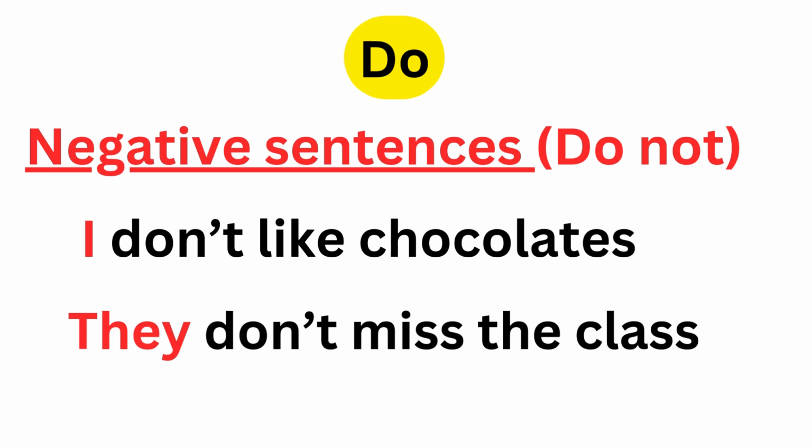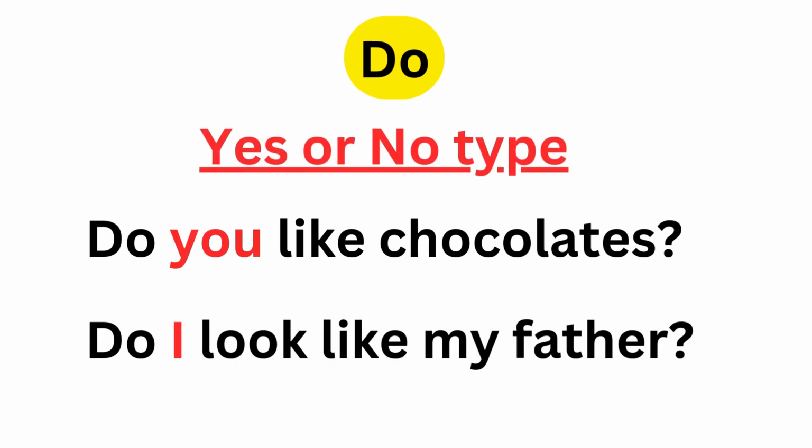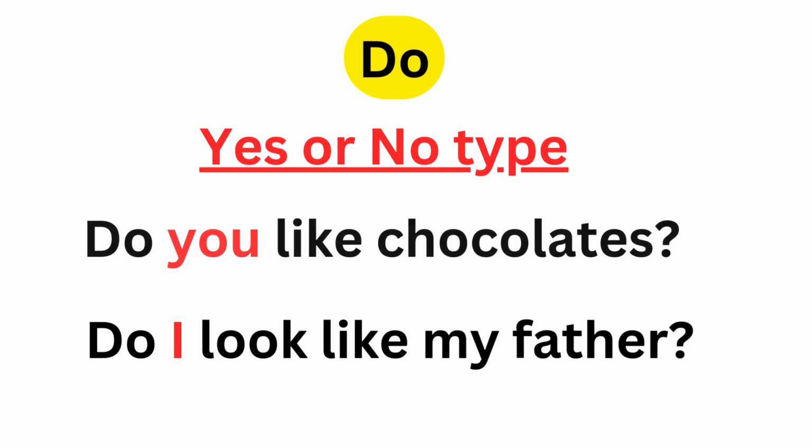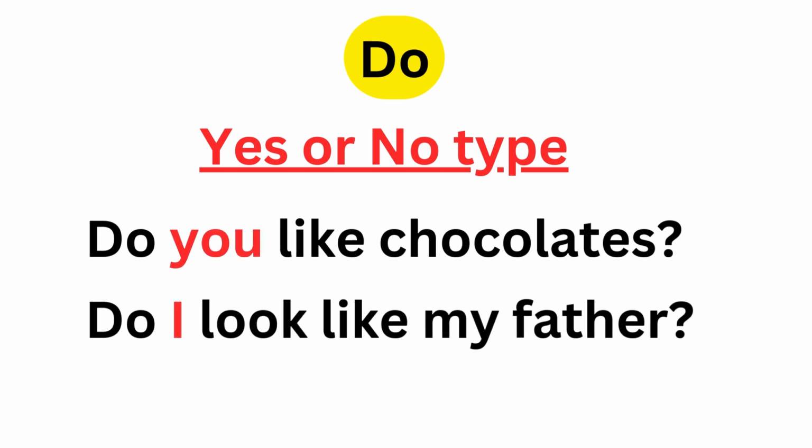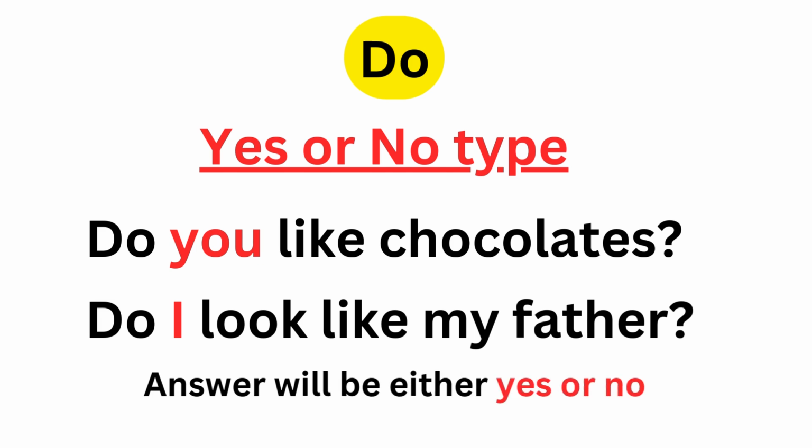We also use do in yes or no questions. For example, do you like chocolates? Do I look like my father? In both sentences, we use do to form a question where the answer will be either yes or no.